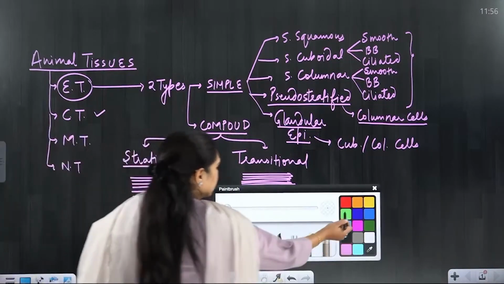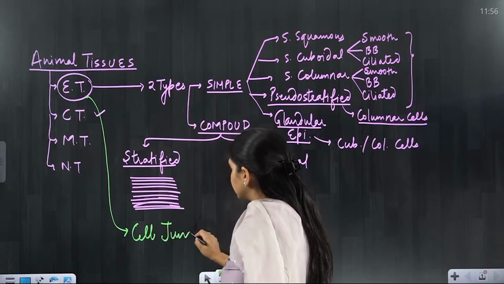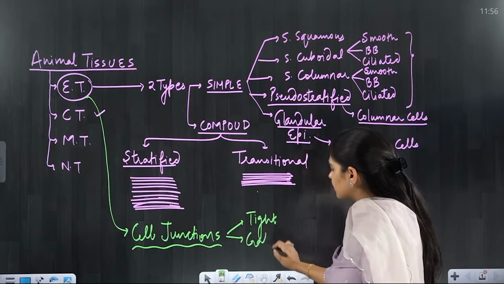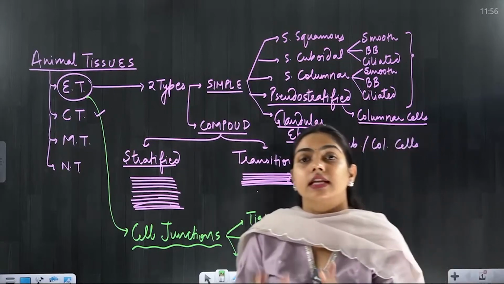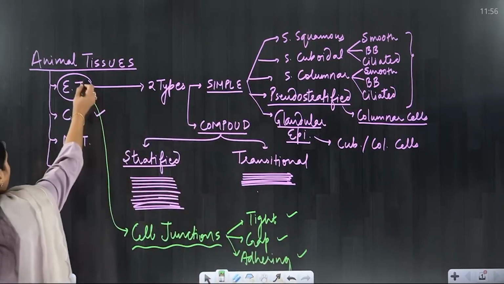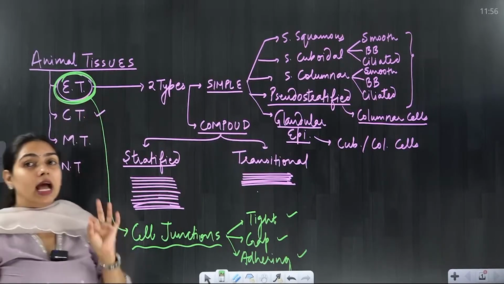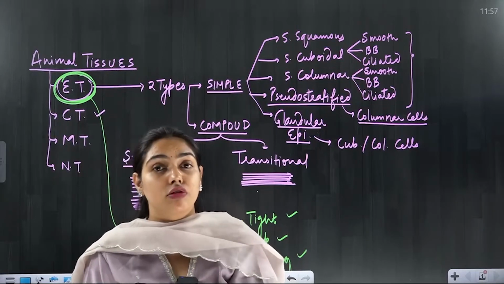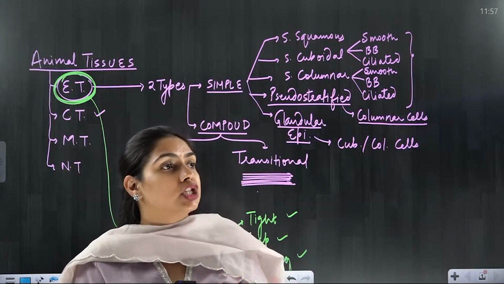Now there is one more important topic in the epithelial tissue, that these cells have junctions, and these junctions are known as cell junctions. Main three types of cell junctions are there. There are tight junctions, there are gap junctions, right? And there are adhering junctions. These three types of cell junctions are the main types. They are mostly found in which type of tissue? Epithelial tissue. If somebody asks you, cell junctions are most likely to be found in which tissue? Then you will say epithelial tissue. But that doesn't mean that cell junctions are not present in any other tissue, beta. Cell junctions are present in other tissues also, but they are most likely present in epithelial tissue. Epithelial cells will have cell junctions, right?